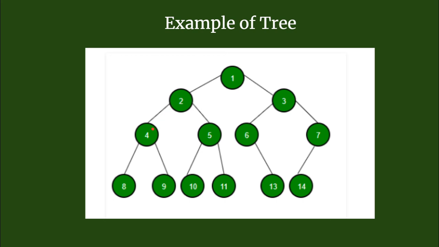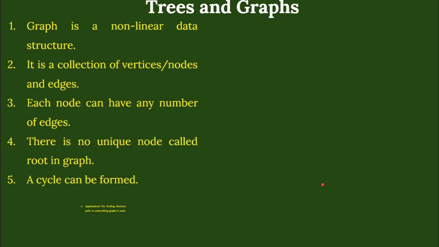Here also 2 to 4, then 4 to 8. That's it. Likewise from 2 to 4, then 4 to 9. So we cannot have a branch from 9 to 8. If we have one from 9 to 8, that will form a closed loop, which is not the definition of a tree. So a graph can have a cycle. So that's all the differences between trees and graphs.